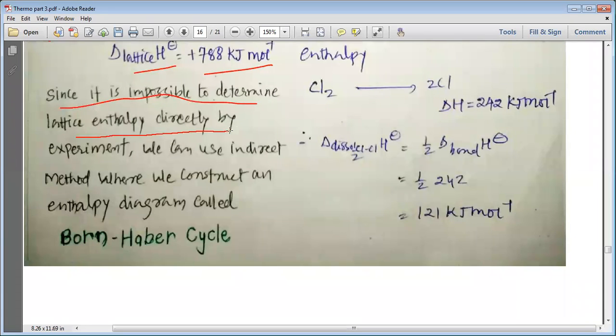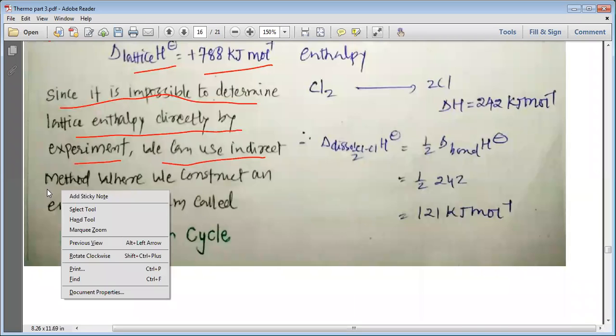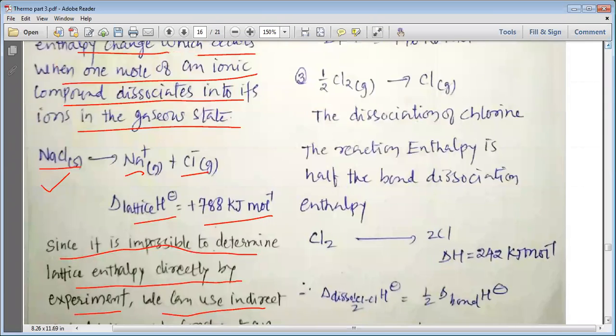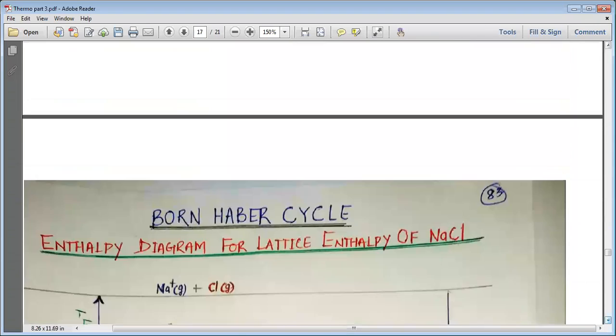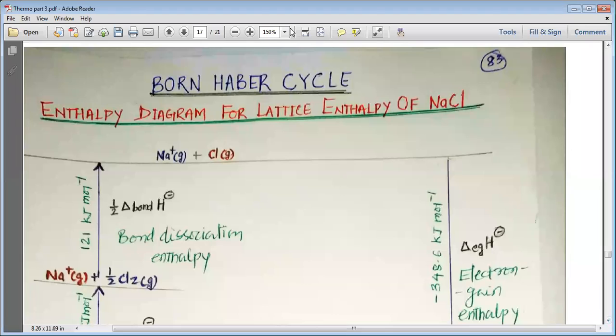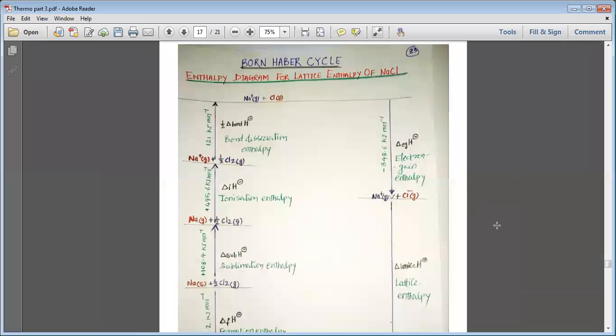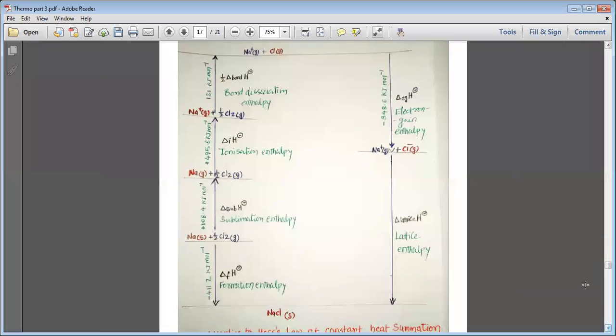Since it is impossible to determine lattice enthalpy directly by experiment, we can use the indirect method, where we construct an enthalpy diagram called the Born-Haber cycle. So my dear students, practically it is not possible to measure the lattice enthalpy, and that is why, to understand the changes that take place during the formation of the compound, we draw a diagram known as the Born-Haber cycle.